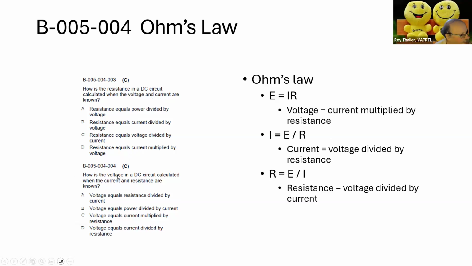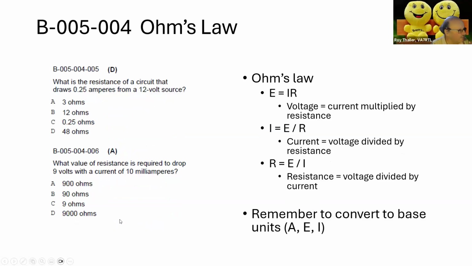Here's another question. How is the voltage in a DC circuit calculated when the current and resistance are known? So here you would have to multiply the two together. E equals I times R. So voltage equals current multiplied by resistance.